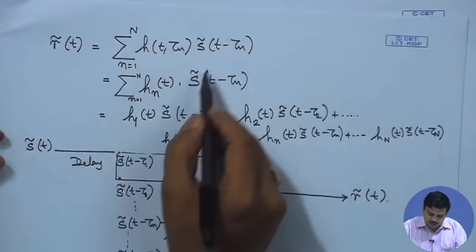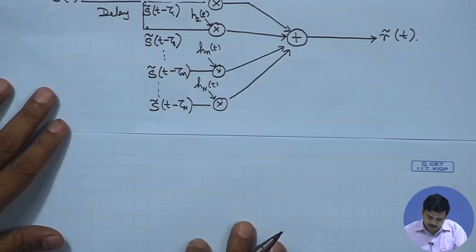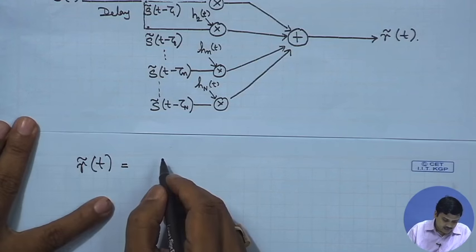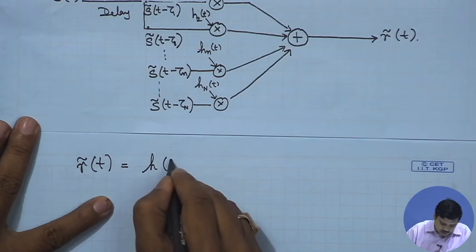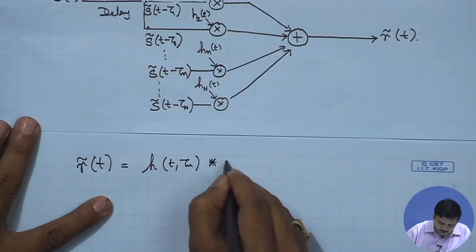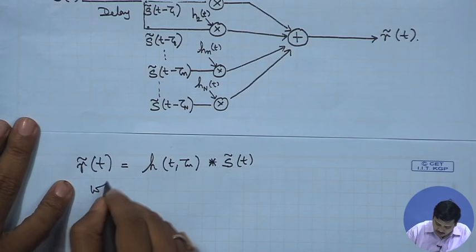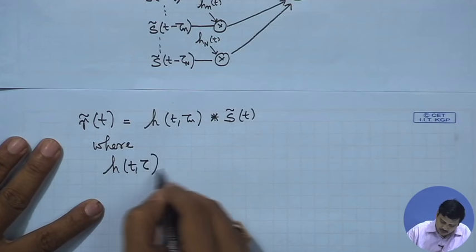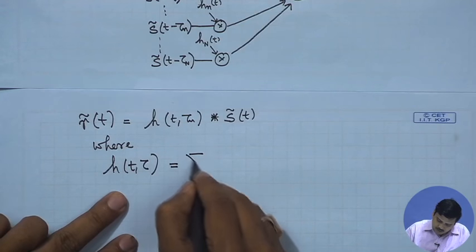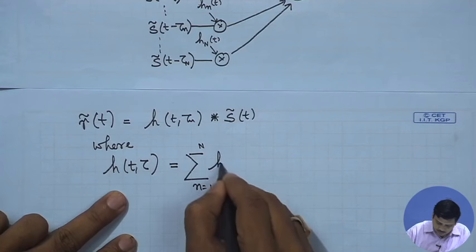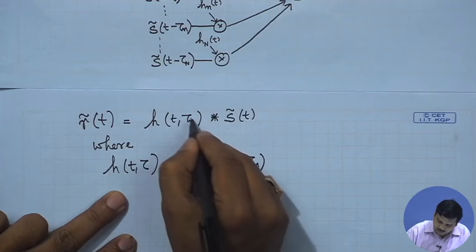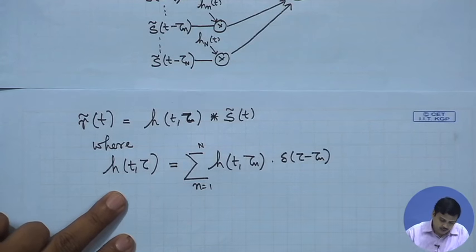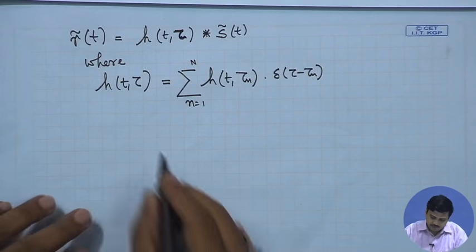So we could write these expressions in a better way and state that R tilde t is equal to the filtering of S tilde t with h of t comma tau, that is, h t comma tau convolved with S tilde t, where we could write h t comma tau as the sum over n equals 1 to capital N of h of t comma tau n times delta of tau minus tau n.